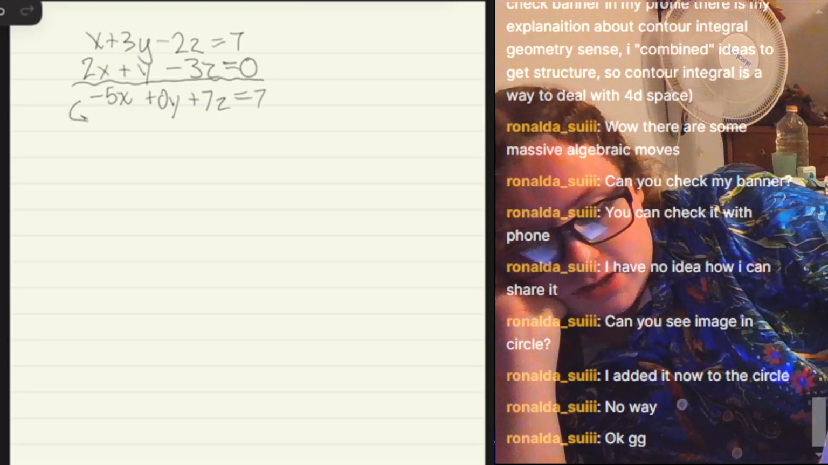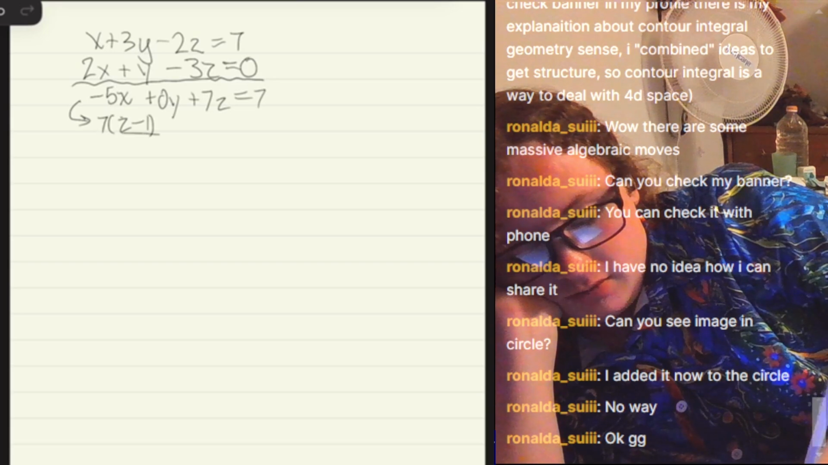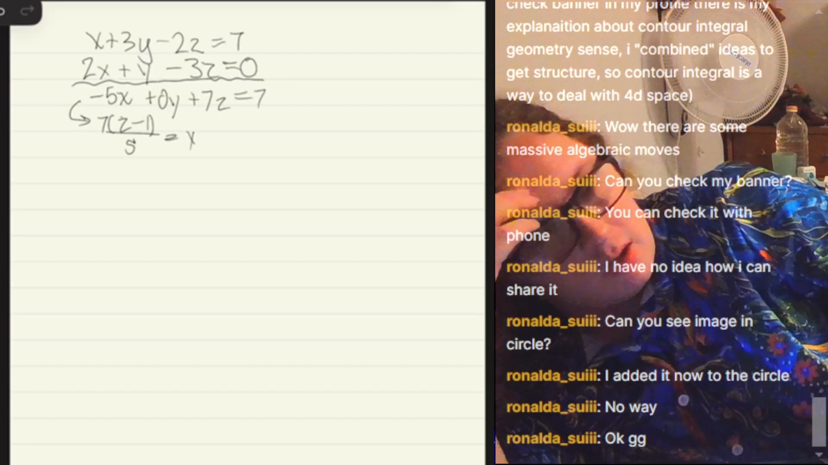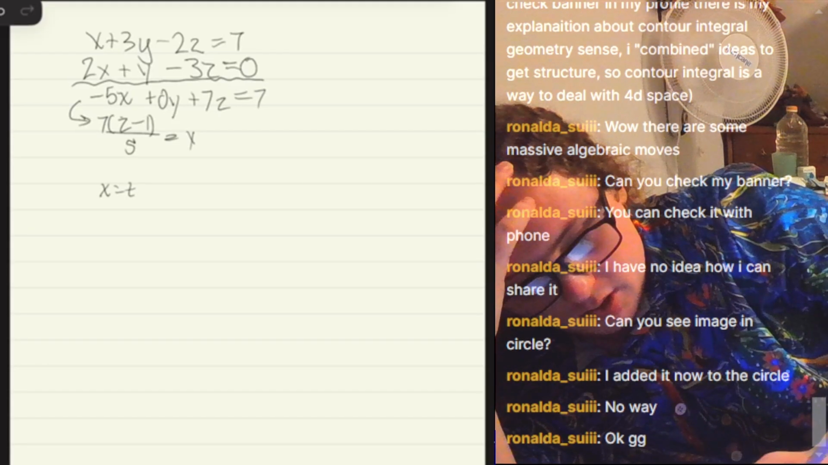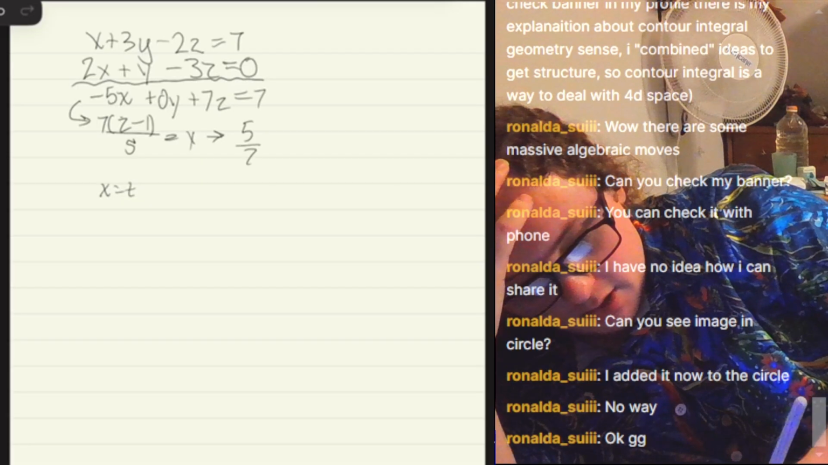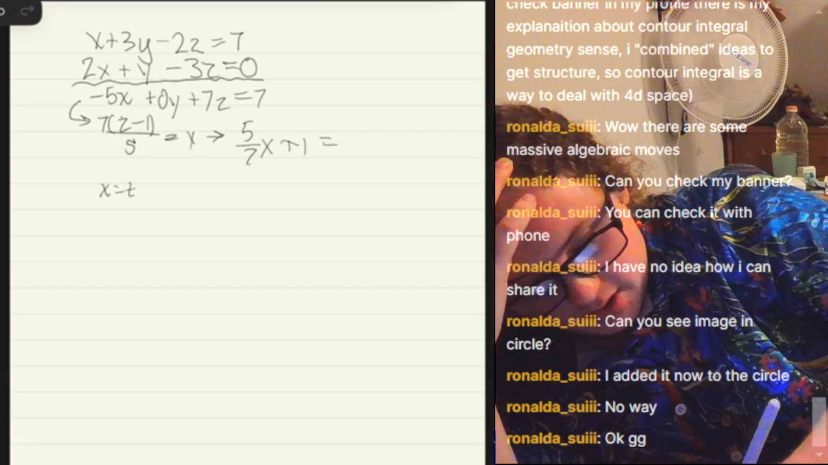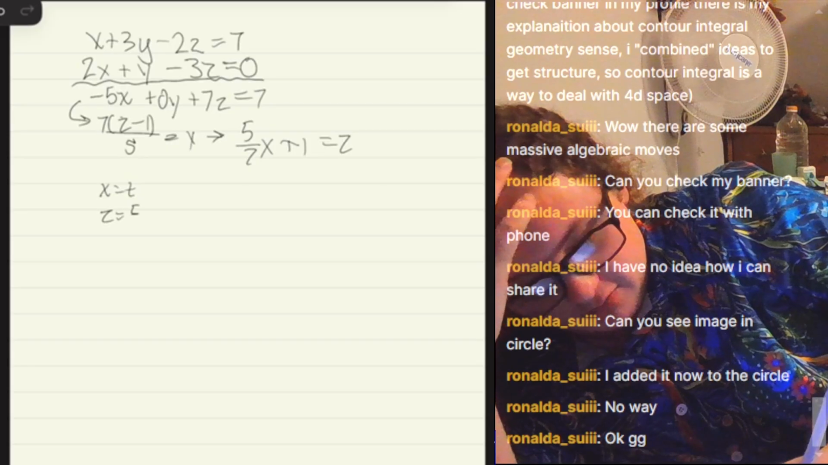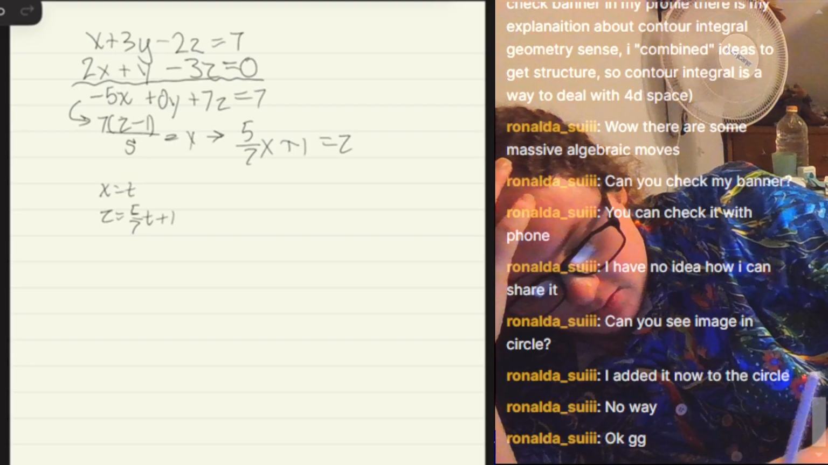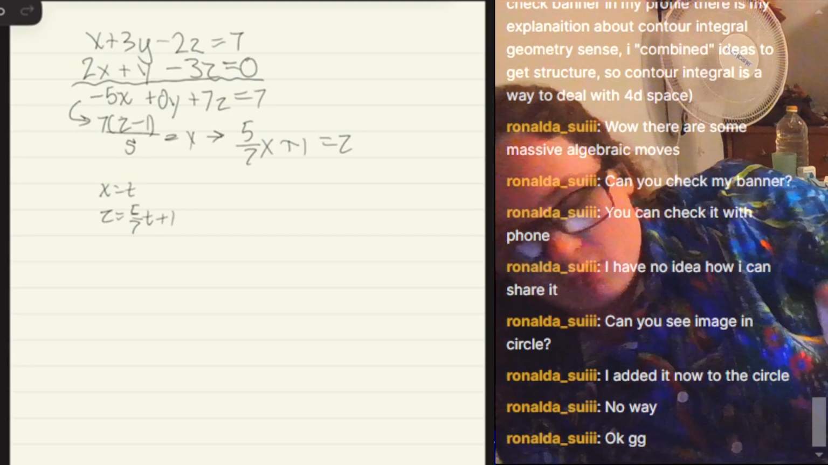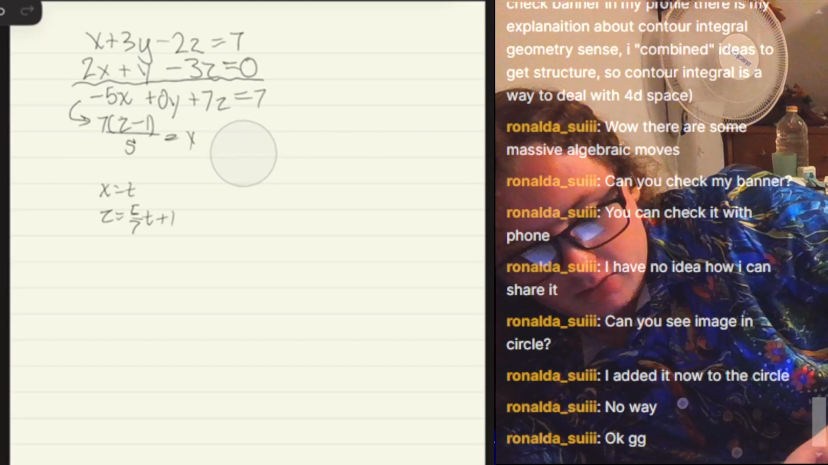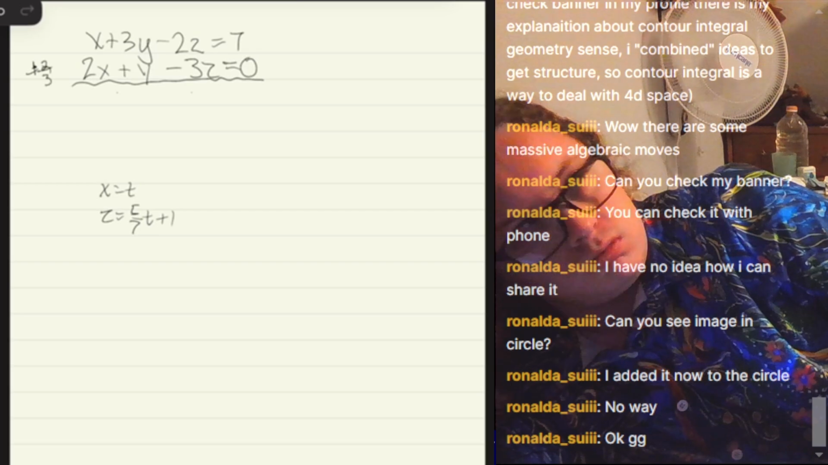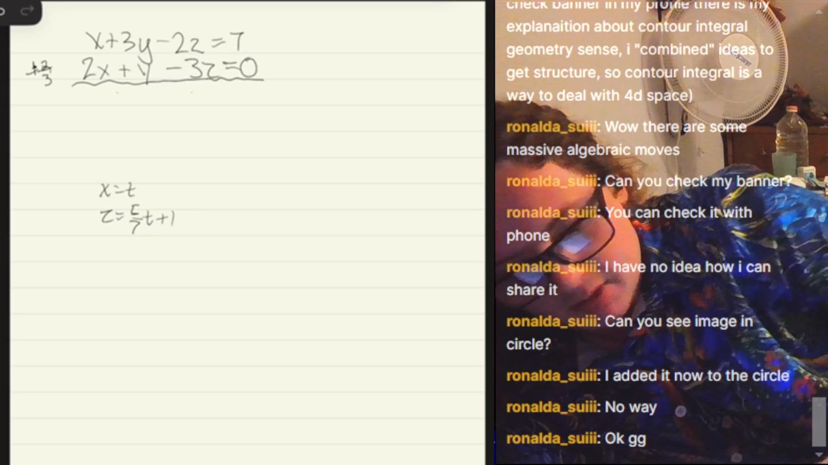So that tells us that 7 times z minus 1 over 5 equals x. How do we get the other degree of freedom? If we have x equals t, then 5/7 x plus 1 equals z, so z equals 5/7 t plus 1. And to get the other one, of course, we subtract it a different way. We subtract because the negatives cancel.